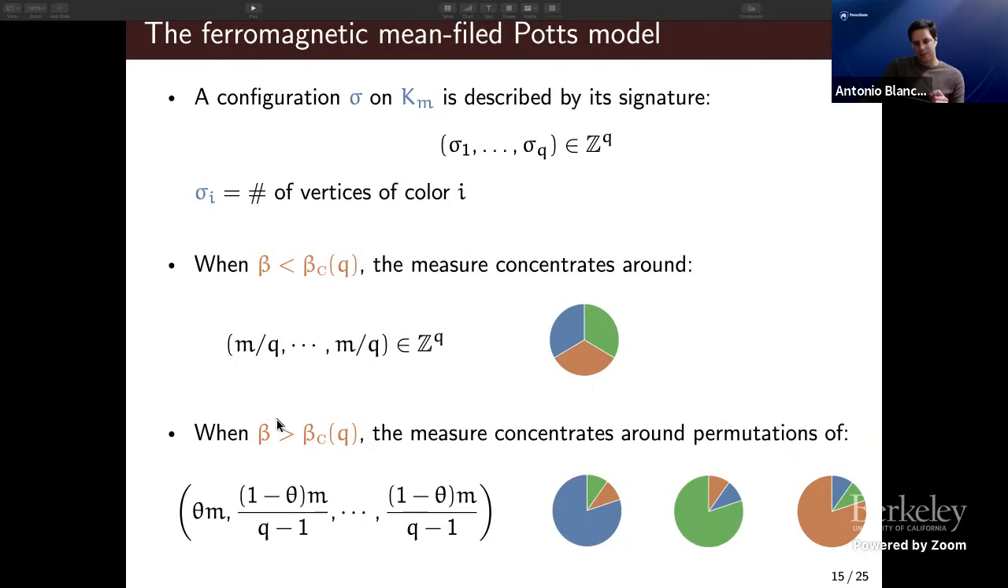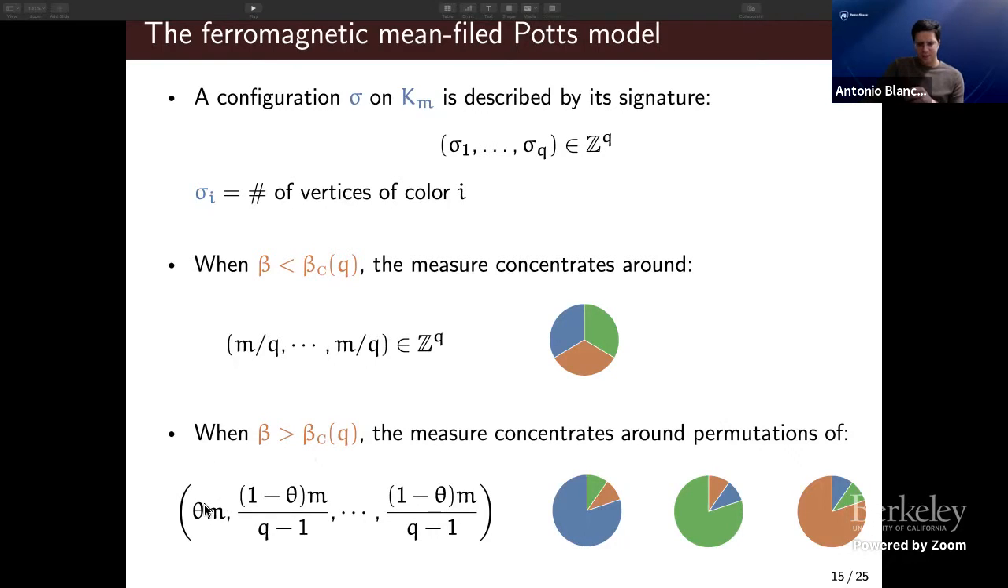But when beta is above this phase transition threshold, now the measure is going to concentrate around the majority vectors, right? These are vectors that correspond to configurations that look like this. It could be blue dominant, and then this would be a large fraction, and the remaining is going to be equally distributed among the other colors. So you have mostly blue, and then green and red will be about the same, or mostly green, or mostly red. So the vectors are going to look something like this: theta along m is the majority, and the rest is divided equally, right? So we're going to have some concentration here.